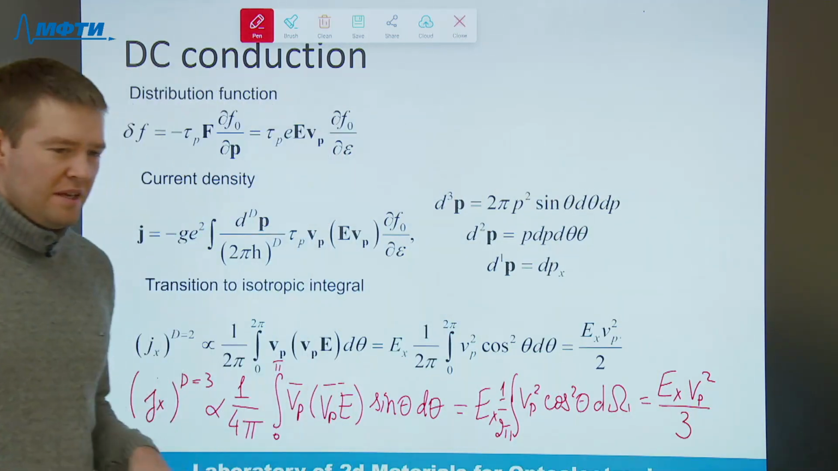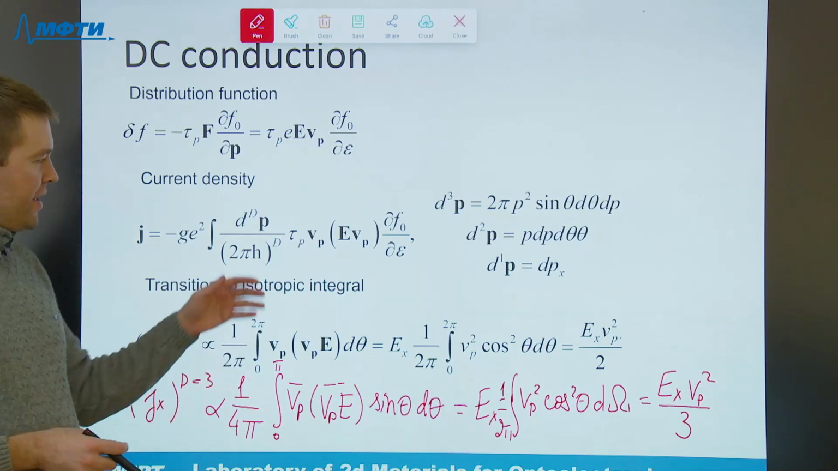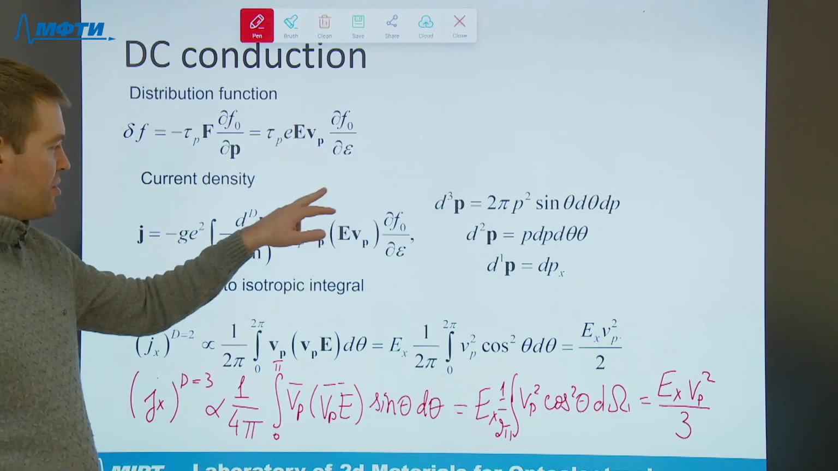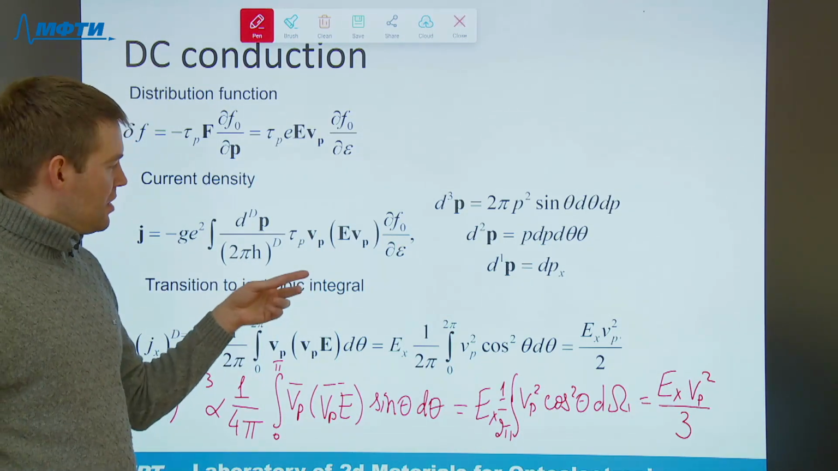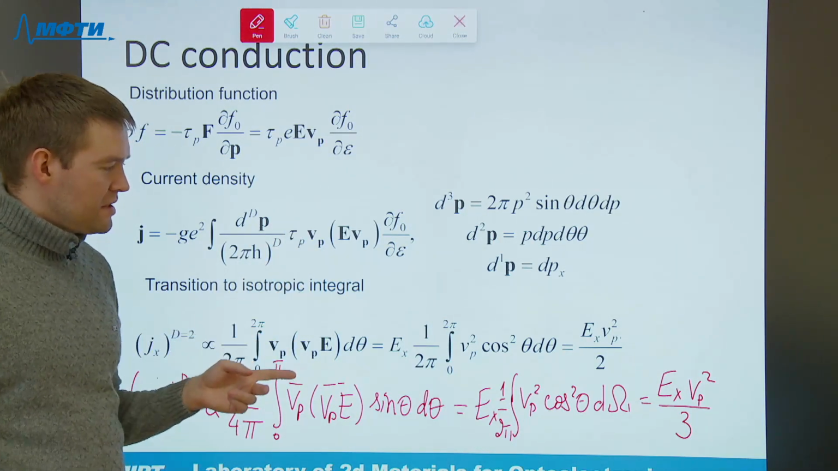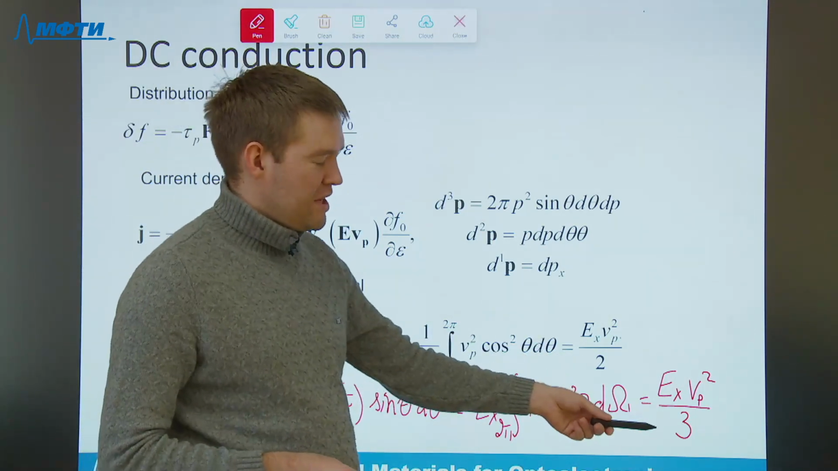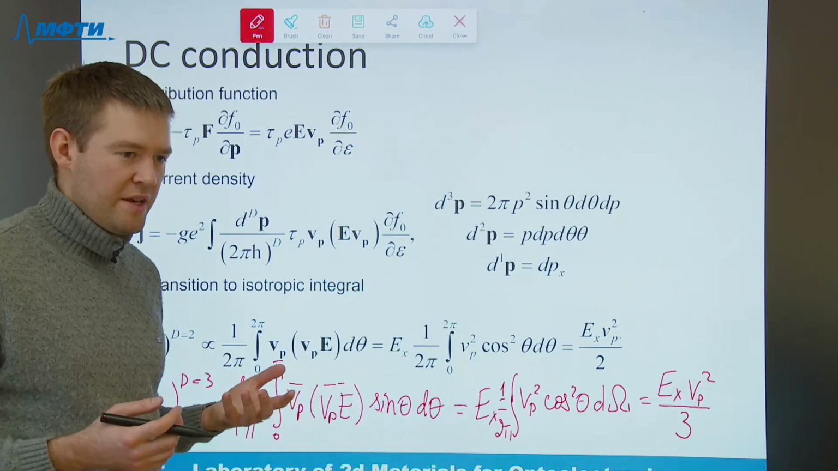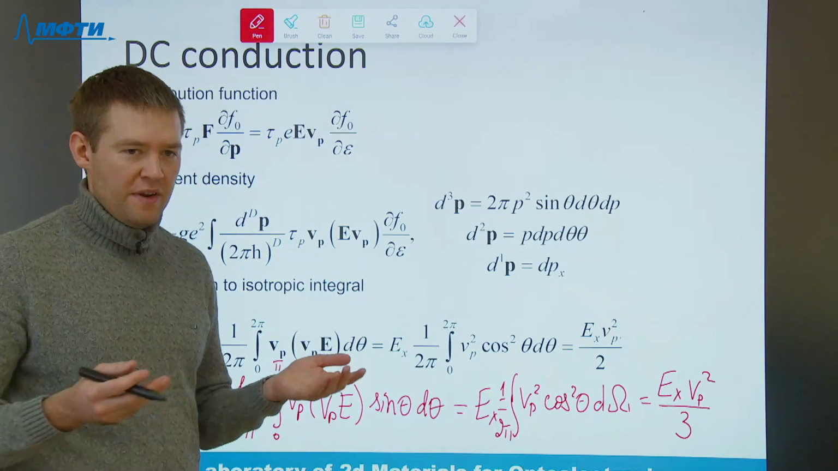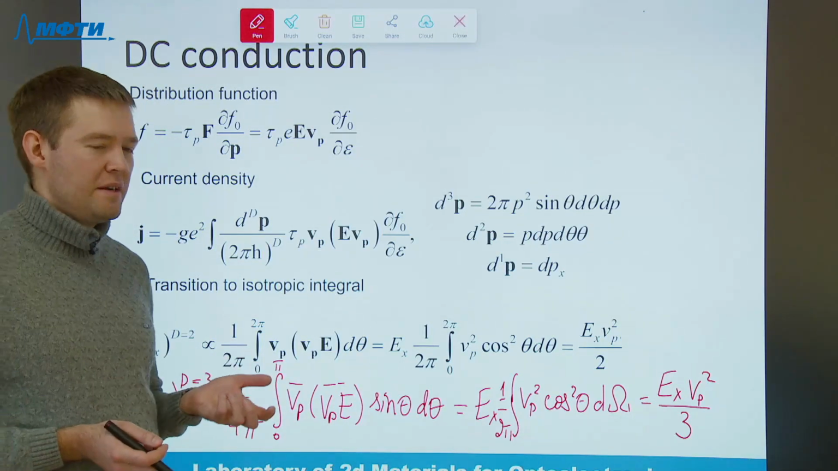And this rule is very general. If you want to find the average value of the distribution function created by electric field and average over velocities, when you make this averaging, you should divide by the dimensionality of space. The dimensionality actually of the sample that you are working with. If it is graphene, you divide it by 2. If it is bulk silicon or bulk gallium arsenide, you divide it by 3.